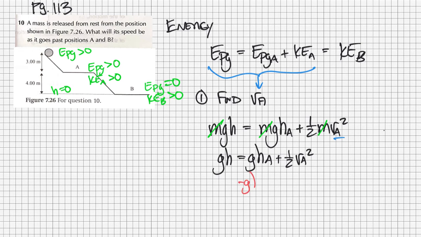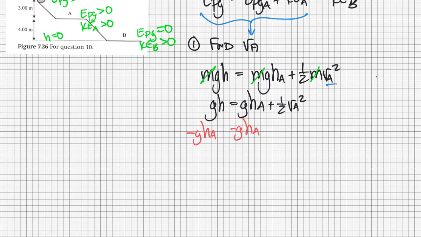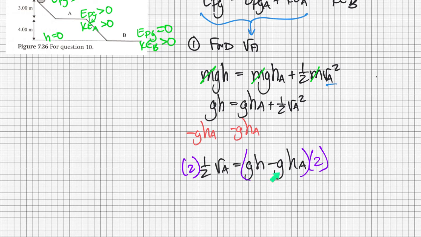I'm going to subtract g h A from both sides, and then I'm going to rewrite this. So we're going to have 1/2 v A squared equals g h minus g h A. And the last thing is I'm just going to multiply each side by 2. And then also I'm going to factor out my g here because it's the same in each one. So when I do that, my 2's cancel out there, and I'm just left with v A squared equals 2g times h minus h A. And then again, we're just going to square root here.